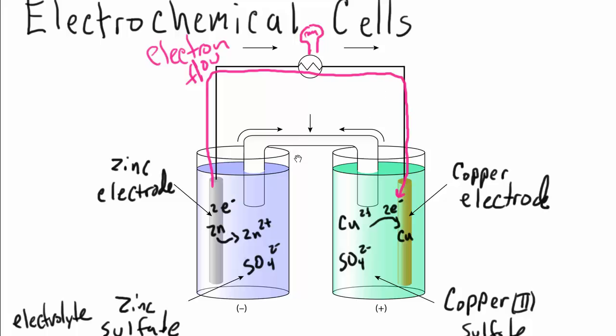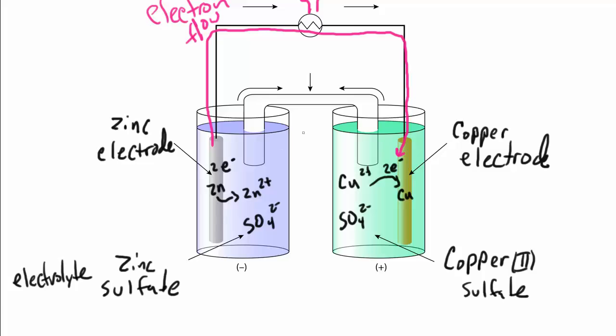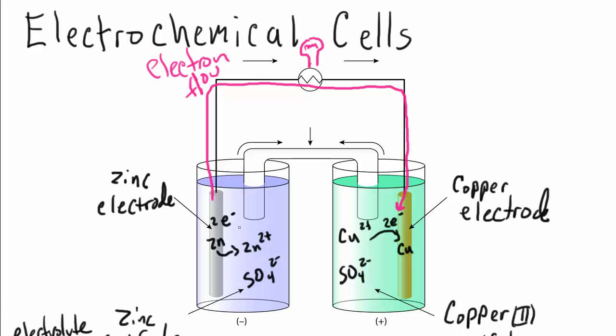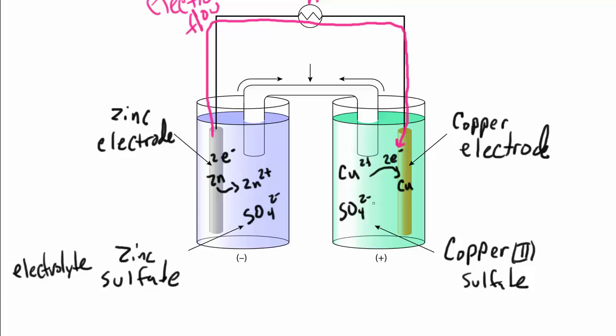And so that's the basic idea. You've got one half of the electrochemical cell generating free electrons, and then the other half gives the free electrons some place to go. And so that causes them to flow from one half of the cell to the other.